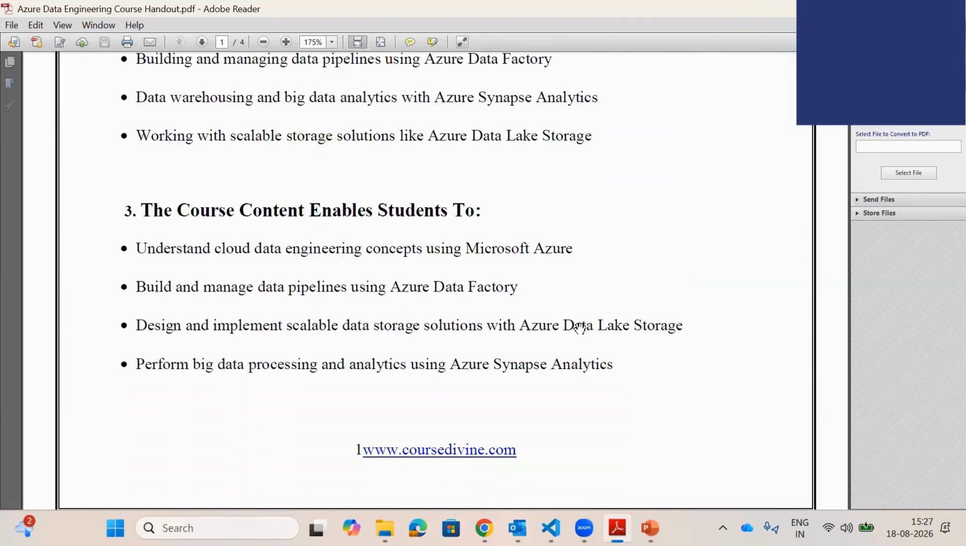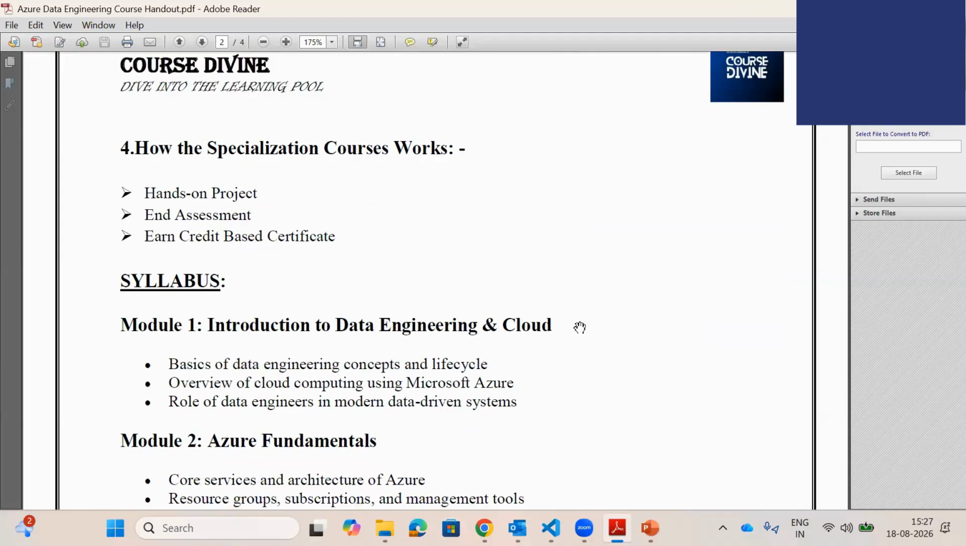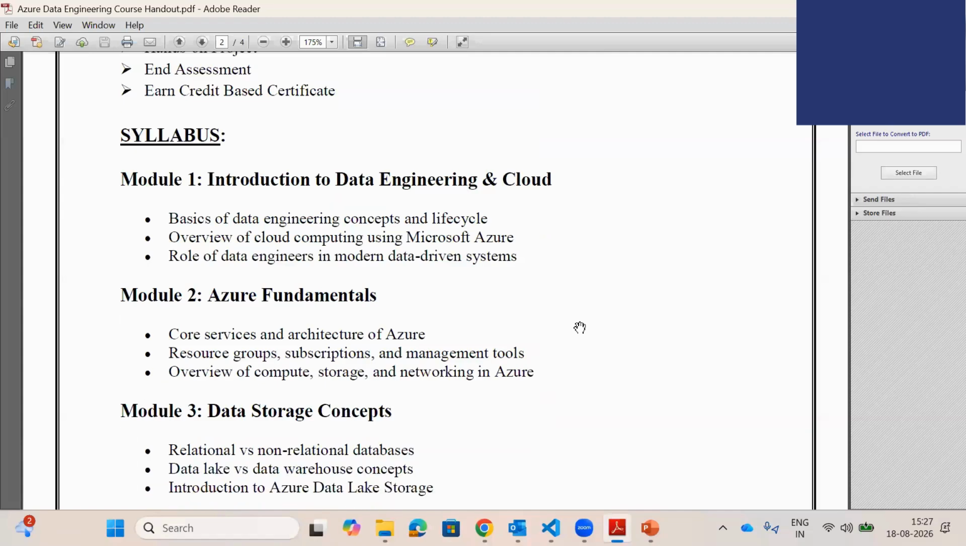Coming to the modules here, and definitely when we are talking about all these concepts, it's not just theory. We are going to cover them in detail with a lab. All right. So today I am going to start with the fundamentals. The first module is the introduction to data engineering and cloud, where we are going to cover the basics of data engineering concepts and the life cycle.